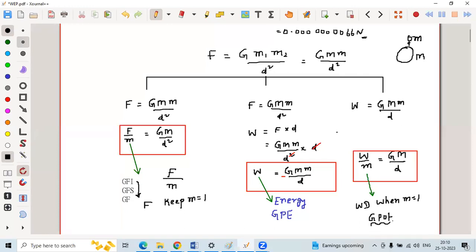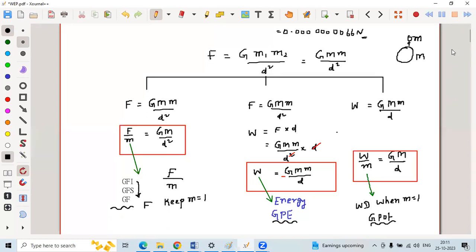This is gravitational potential, this is gravitational potential energy, this is gravitational field intensity or field strength or gravitational field. These three look like big technical words, but nothing is there. First one is field intensity. What is field intensity? Force acting on kg mass. Next one is potential energy. What is potential energy? Total work done.